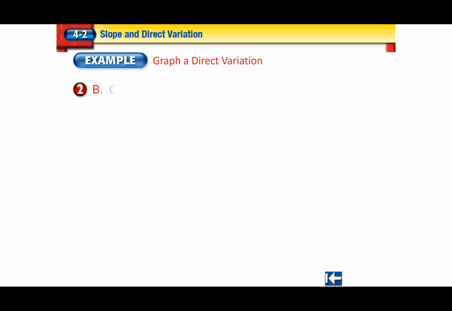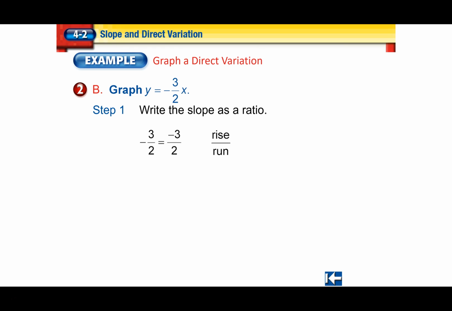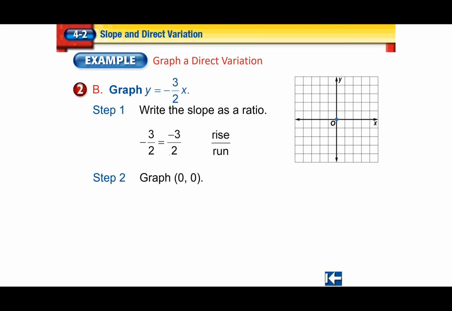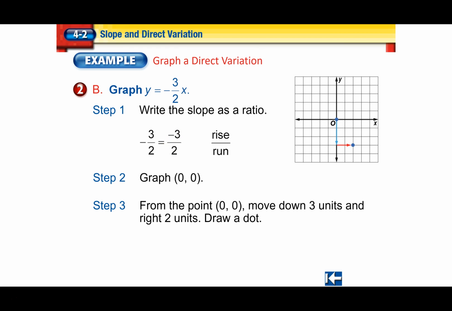Okay, so now we're going to make it a little more difficult. So y equals negative 3 over 2x. So again, we're going to write the slope as a ratio. So rise over run, negative 3 over 2. We're going to start at 0, 0. We're going to go down or up if the rise is negative. Correct, down. So we're going to move 3 units down, 1, 2, 3 units down, and 2 units to the right, and draw our dot. Draw a line connecting those points.